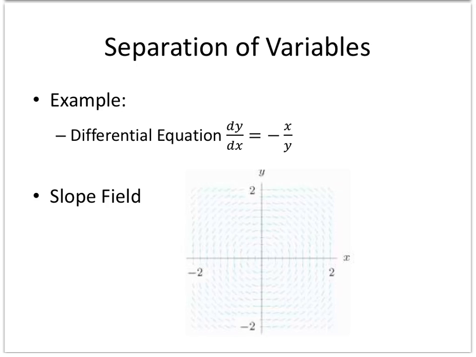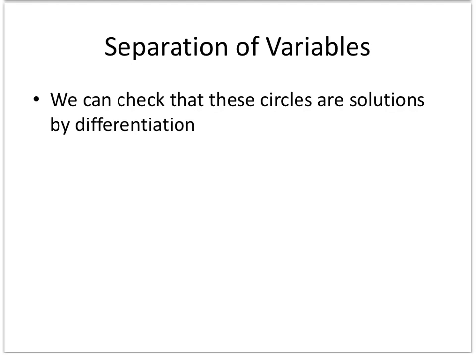As you can see by the slope field, or hopefully you can kind of see, these are circles. So this gives us the solution x squared plus y squared equals c. You kind of remember that's the equation of a circle. And we could actually check that these circles are solutions by differentiation.